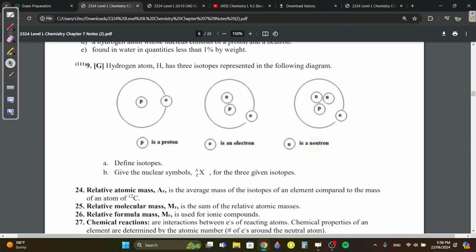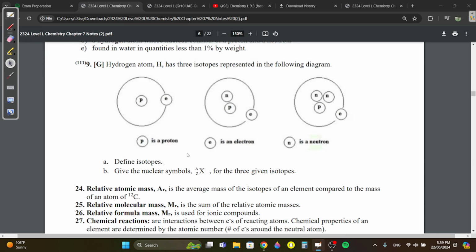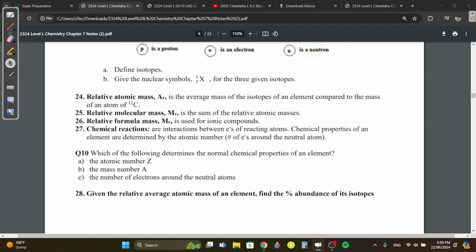Given the nuclear symbol, give the nuclear symbols for each. Here it has a charge of 1, right? Let's just call it X. It has a charge of 1, and the mass of it will be protons plus neutrons, and since we have no neutrons here, it will be 1 plus 0. Here we have 1 proton, and then its mass will be 1 plus 1, so 2. And here it's 1 again, and 2 neutrons, so 1 plus 2, 3. The average mass, I think here.